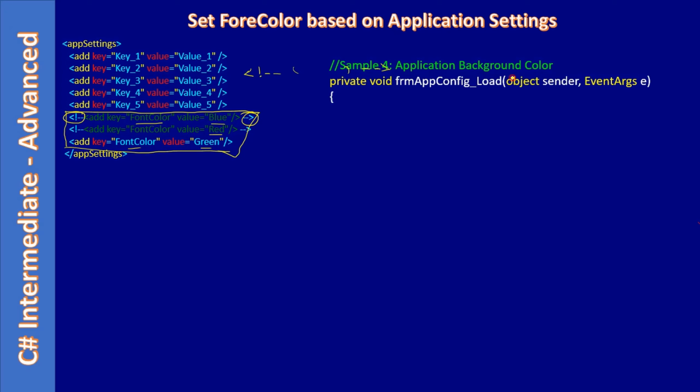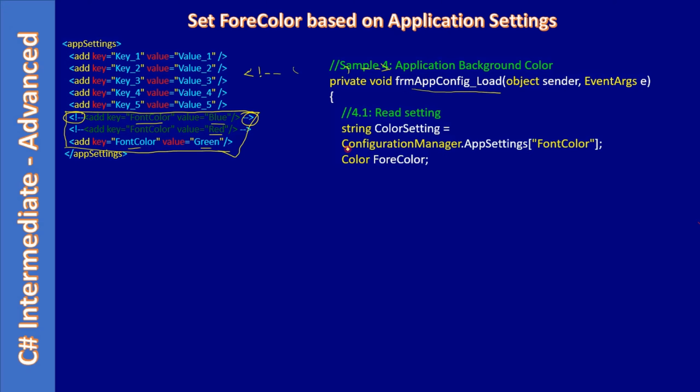Next, here in the application background color, if you see, we are setting the application color, and we are doing that in the form load handler. So by this time you are aware of this piece of code. We use ConfigurationManager from the System.Configuration namespace. We access AppSettings, and the key name we are specifying. Previously we provided key 1, key 2, right? This time we are providing the key name as FontColor. And we know that it will give you a value, either blue, red, or green, based on the setting.